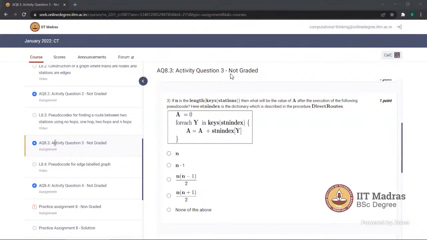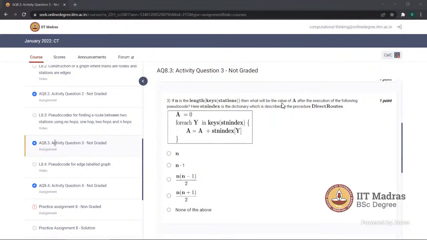Sir, I think stations will be the dictionary, and the keys of the stations dictionary we are just going to count, the number of keys in that dictionary, and that will be the length. Okay, so keys of stations will give you all the station names, right? Yes, sir. And what will length give you? The count of those keys. Yes, sir. So that is your n. Okay, go ahead. Next.